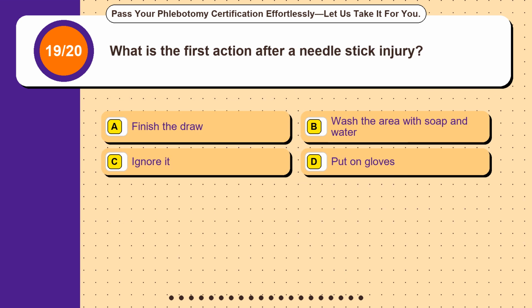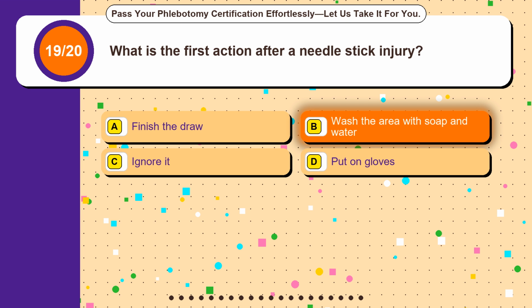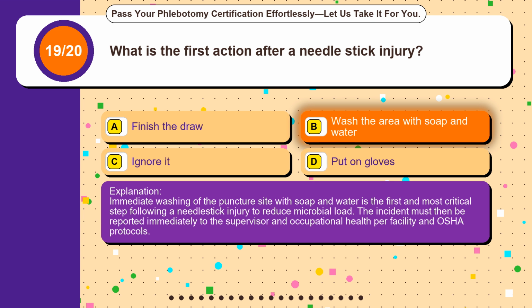Question 19. What is the first action after a needle stick injury? Option A, finish the draw. Option B, wash the area with soap and water. Option C, ignore it. Option D, put on gloves. The correct answer is option B, wash the area with soap and water. Immediate washing of the puncture site with soap and water is the first and most critical step following a needle stick injury to reduce microbial load. The incident must then be reported immediately to the supervisor and occupational health per facility and OSHA protocols.